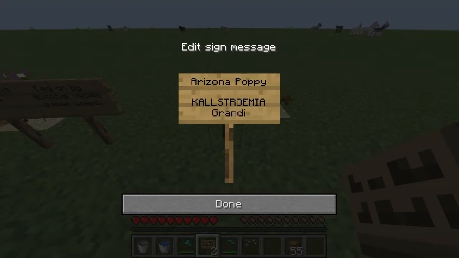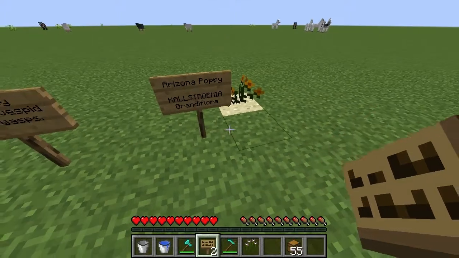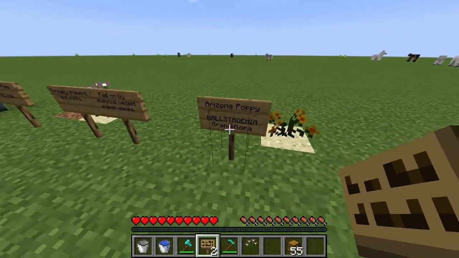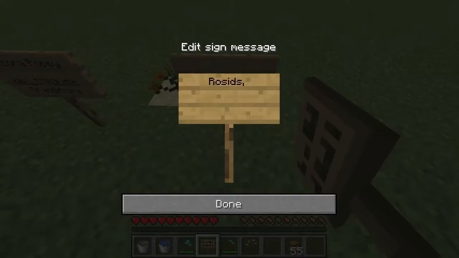So yeah, that's cool. That is pretty cool. So that is a poppy. It's in the rosids. It's also from the order, I looked this up, was it Zygophyllales? Let's see if I can spell this right. Zygophyllales, I think. Should be correct.